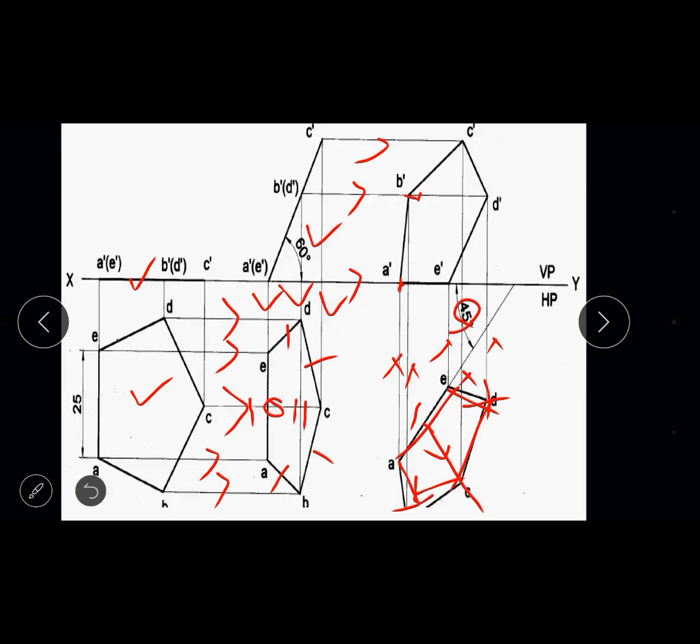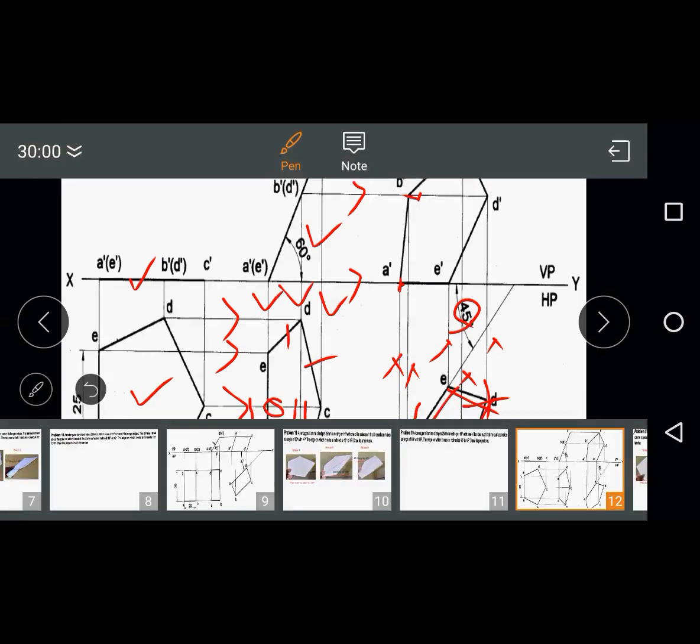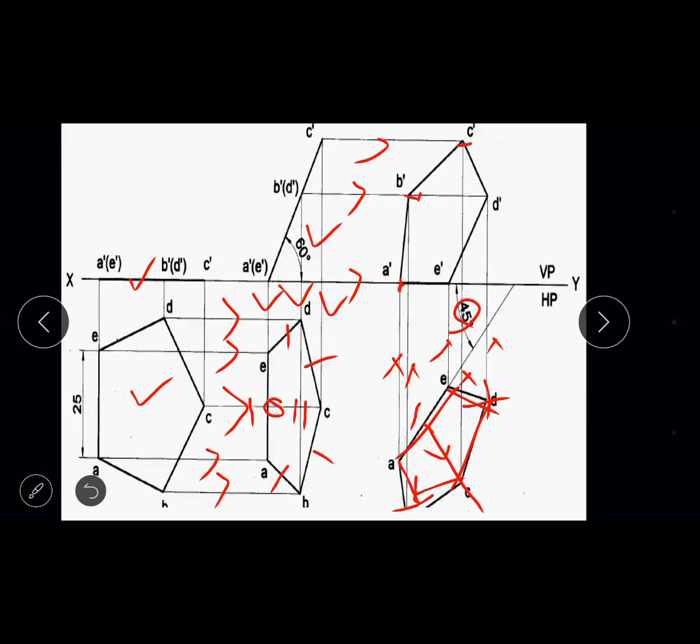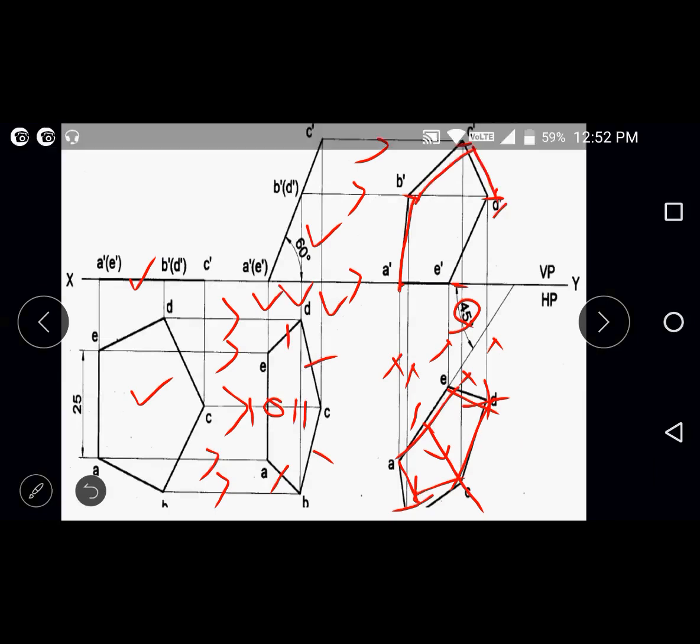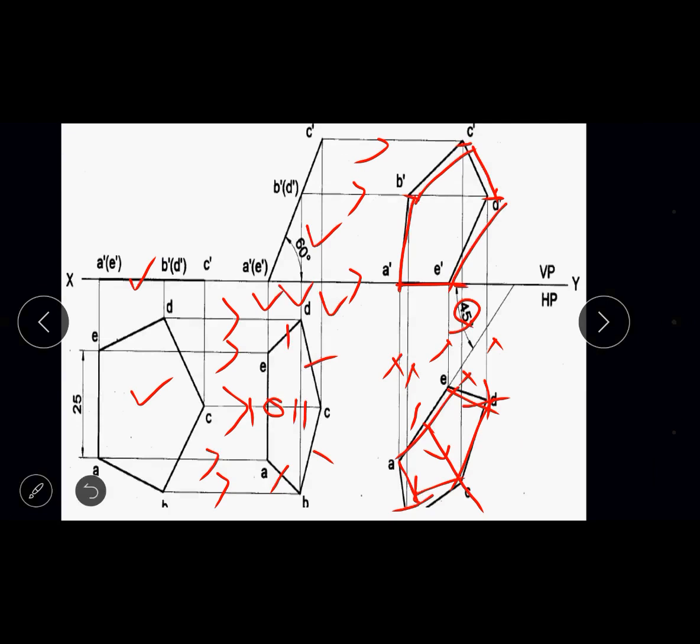And then locus of C and locus of C dash. This is the third point. And then locus of D and locus of D dash. This is the next point. And then finally locus of E and locus of E dash. This is your last point. So just connect A dash to B dash, B dash to C dash, C dash to D dash, D dash to E dash, and E dash to A dash. So this will give the final front view of the irregular shape lamina.